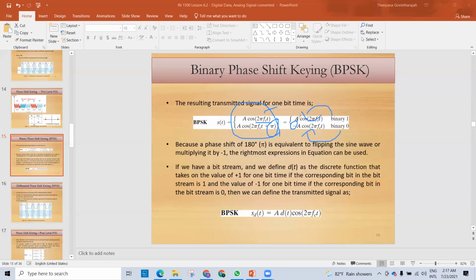It's similar to multiplying by -1. We are flipping this by this. Here you can find the formula.